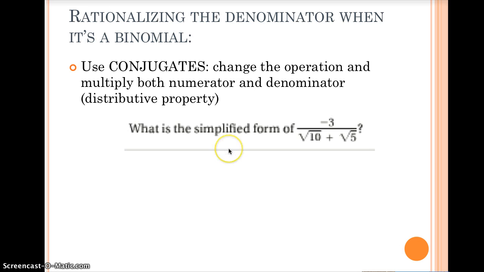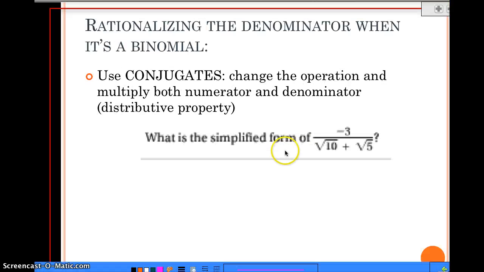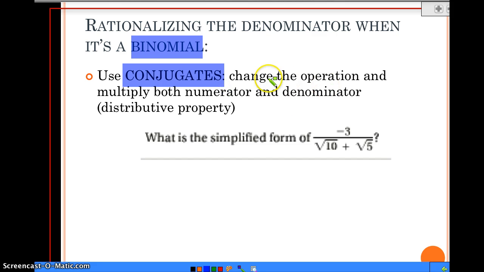Alright, this is tough because, and this is an honors level question, rationalize the denominator when it's a binomial. Anytime it's a binomial with a radical in it, you're going to have to use the conjugate, which means change the operation and multiply both numerator and denominator. Okay, so let's look at this.